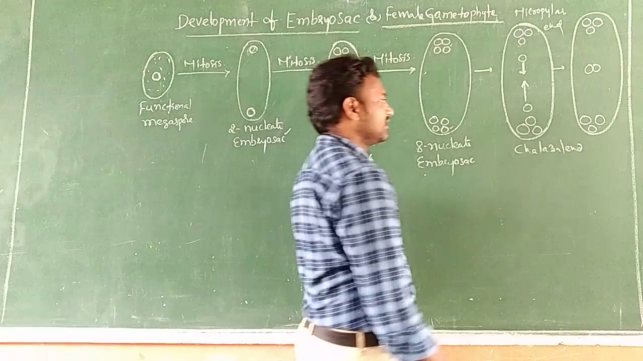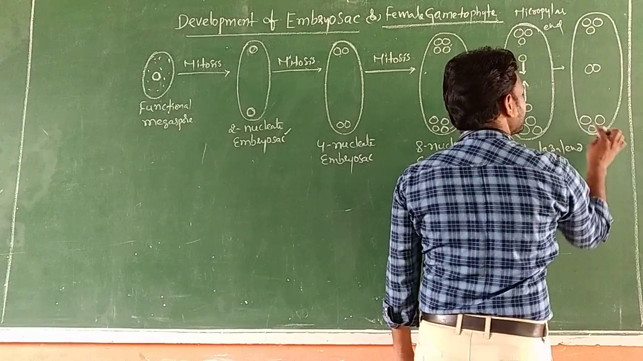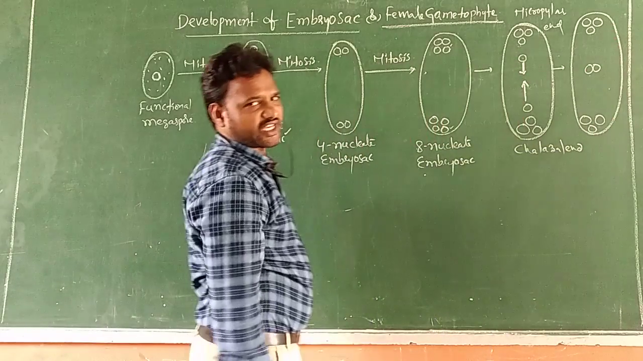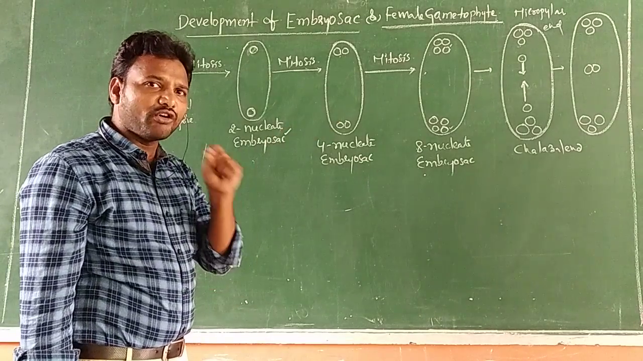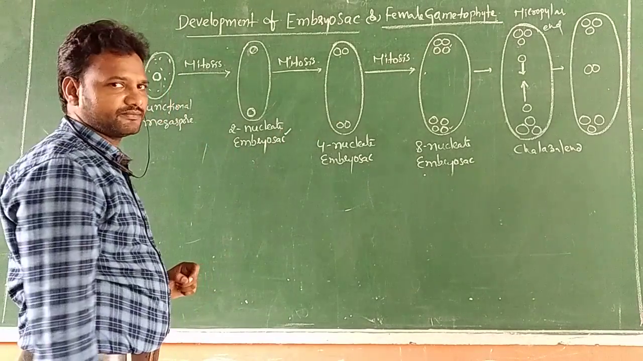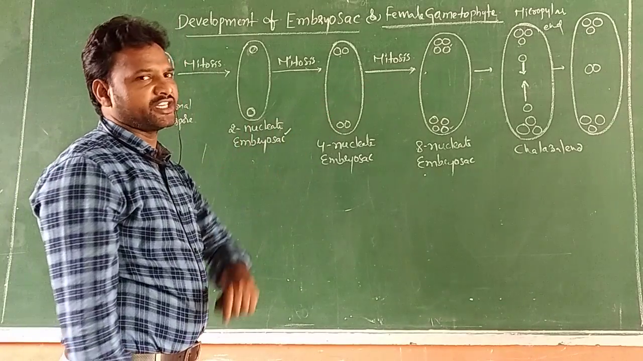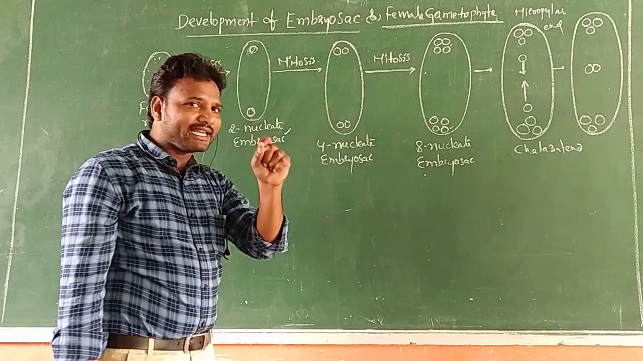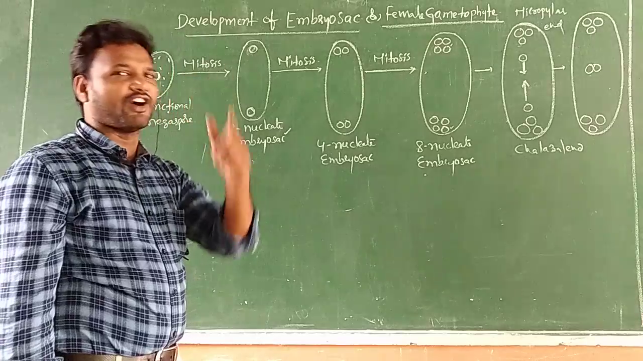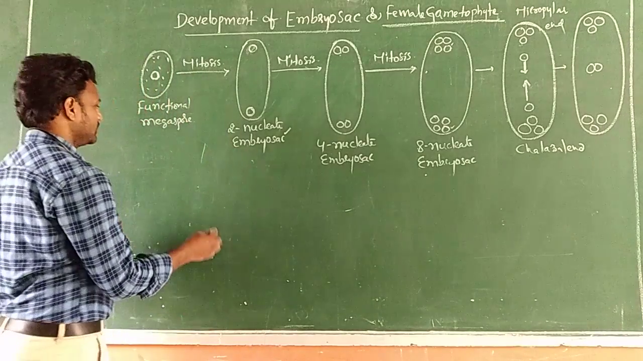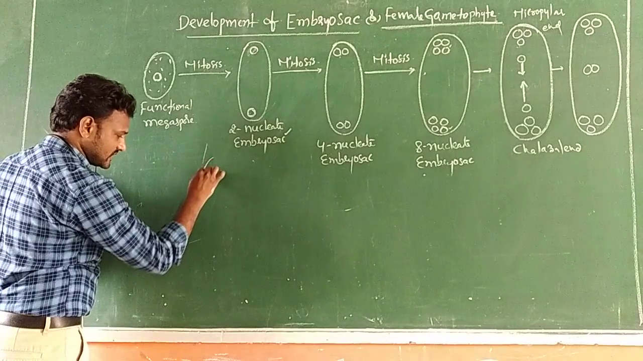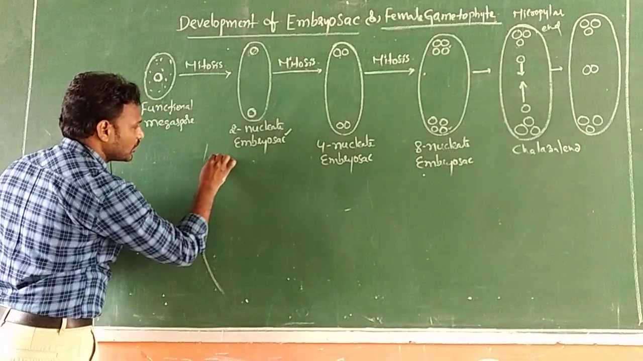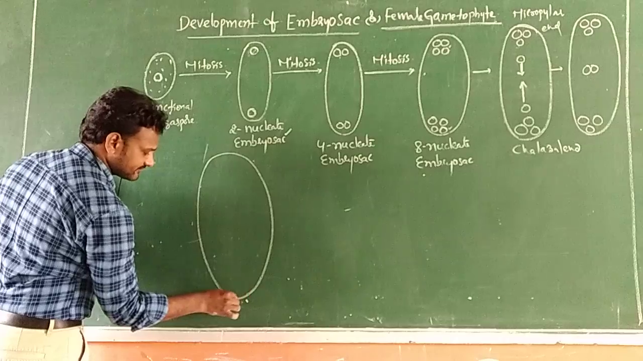Observe here. How many nucleated stage? 8 nucleated stage. Before the 8 nucleated stage, there is no formation of cell wall. After the 8 nucleated stage, the wall is laid down. The wall is formed. You see the diagram of the continuation of this one. Yes, this is the embryo sac.